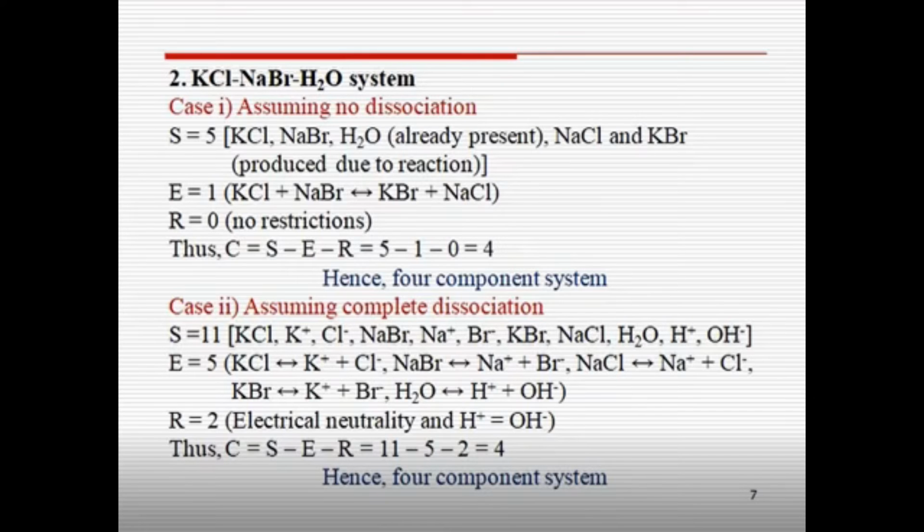Here we have 5 equations, that is KCl gives K positive plus Cl negative. Similarly, NaBr gives Na positive plus Br negative. NaCl gives Na positive, Cl negative. KBr gives K positive plus Br negative, and water gives H positive and OH negative. Here we have 2 restrictions, first for water, that is water is in equilibrium with H positive ions and OH negative ions, and second is for electrical neutrality. Thus, by applying this equation, we have C is equal to 4. Hence, it is an example of a 4 component system.